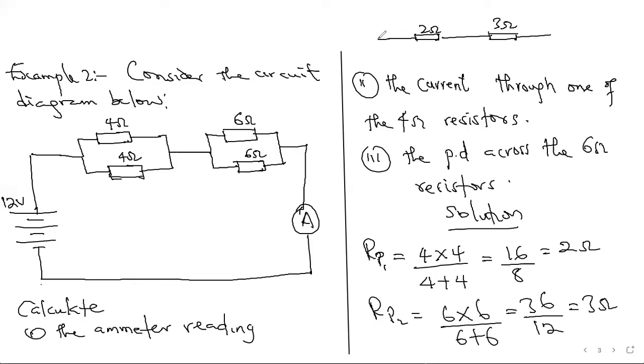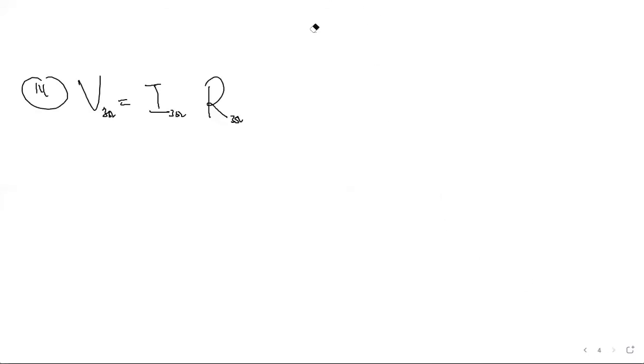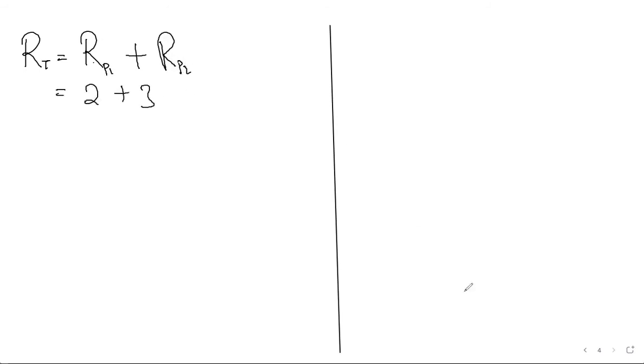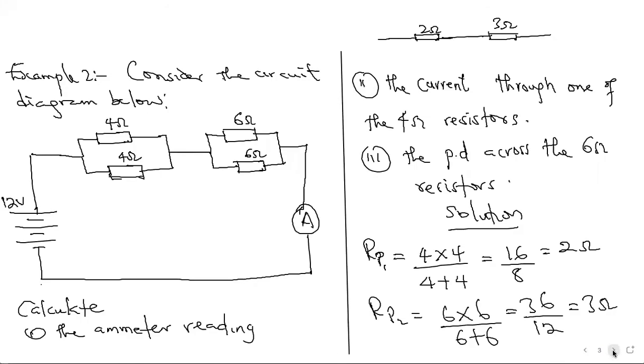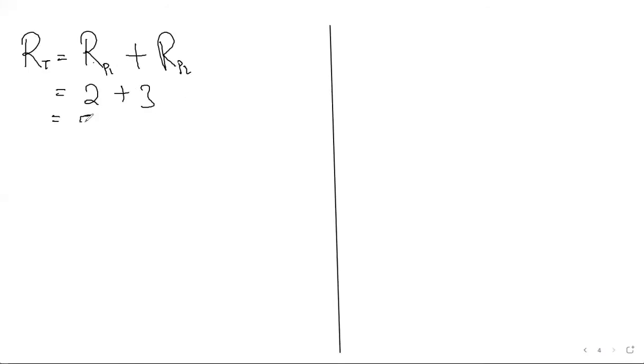So therefore, the total resistance RT will be R for the parallel part 1 and R for the parallel part 2, and that will be 2 plus 3, which is 5 ohms. So that's the total resistance.